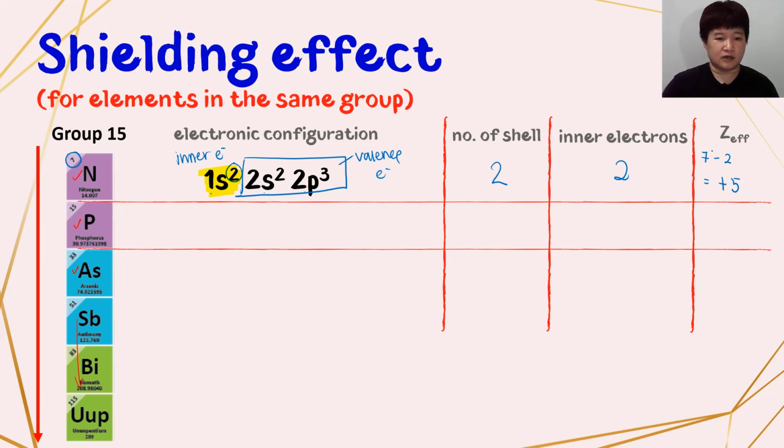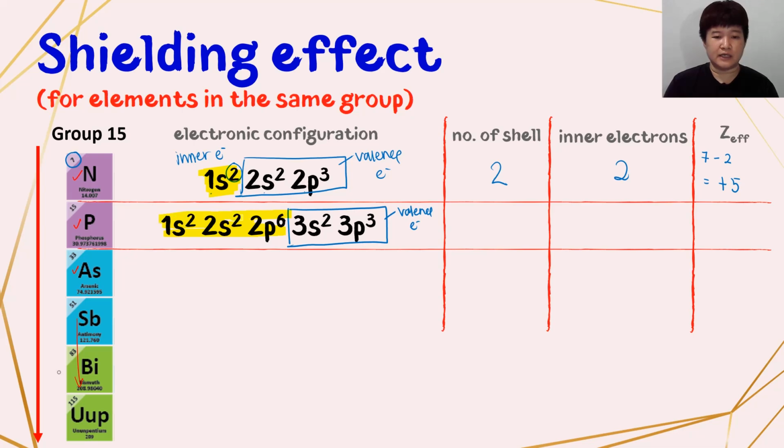Another element in group 15 is phosphorus, where the valence electrons are 3s2, 3p3. That is your valence electron. Therefore, the remaining will be your inner electrons. And how many inner electrons are we having? We will have 10 inner electrons over here, and the number of shells is 3. The number of shells increases.